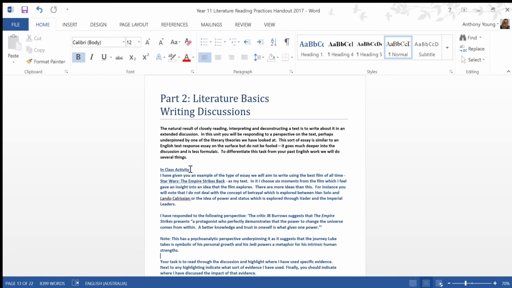What I want to do today is really work through the nature of essays in literature. I'm not really going to talk about essays. I'm going to talk about them, as the heading suggests, as discussions, because I want you to move away from the idea of what you knew to be an essay in English. Literature essays don't have the same structure. They don't have the same requirement.